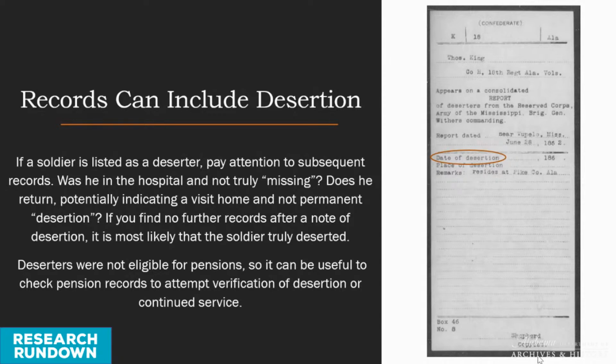and permanently deserted. Sometimes you will find deserter records in the same file with hospital records where a soldier's hospital status had not been accurately reported to his commander. Deserters were not eligible for pensions, so it is useful to check pension records to attempt verification of desertion or continued service.